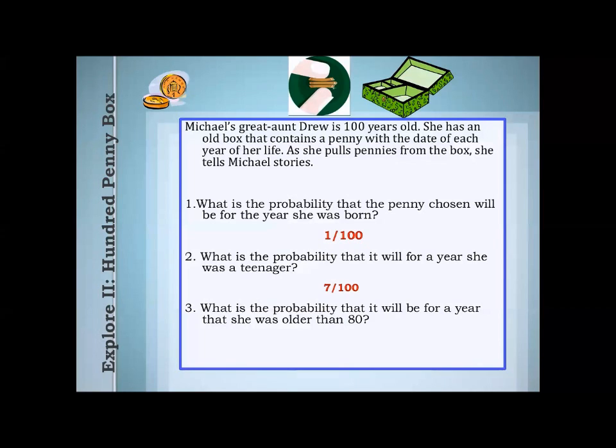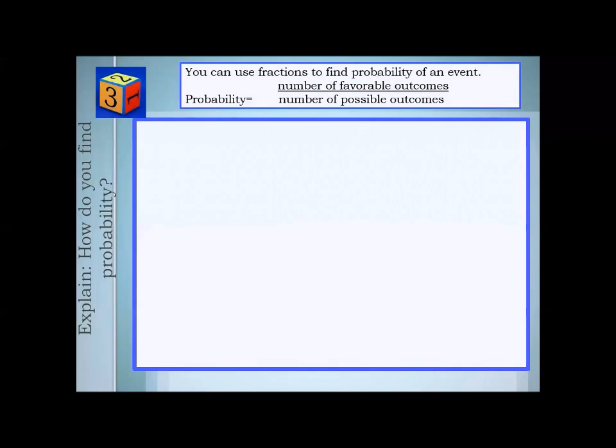And what is the probability that the penny that Michael's great aunt Drew pulls out from her box was older than 80? 20. Yep, she's 100. So we count up to 100. That's 1, 2, 3, 4, 5, 6, 7, 8, 9, 10, 11, 12, 13, 14, 15, 16, 17, 18, 19, 20. And it's out of 100 pennies. Or simplified, 1/5.